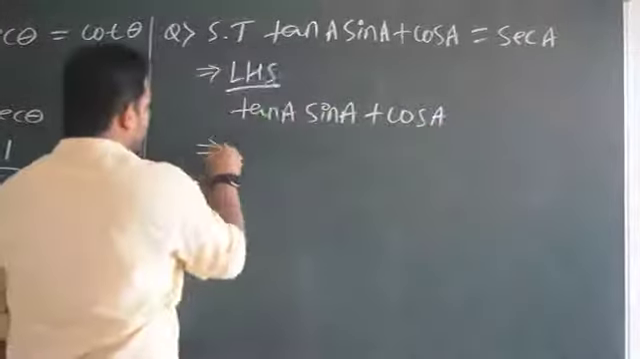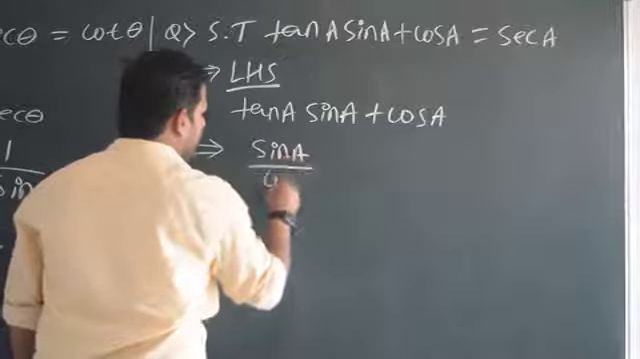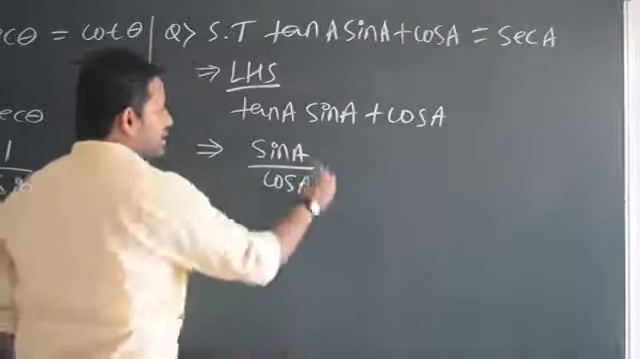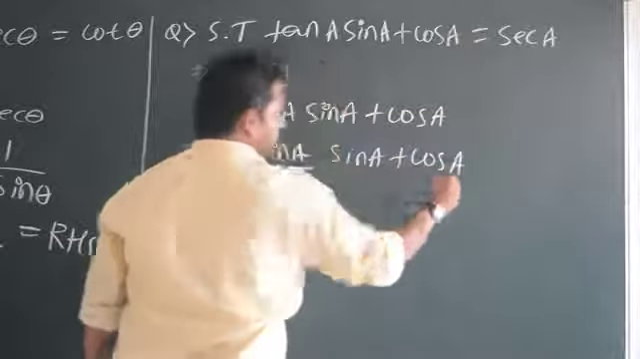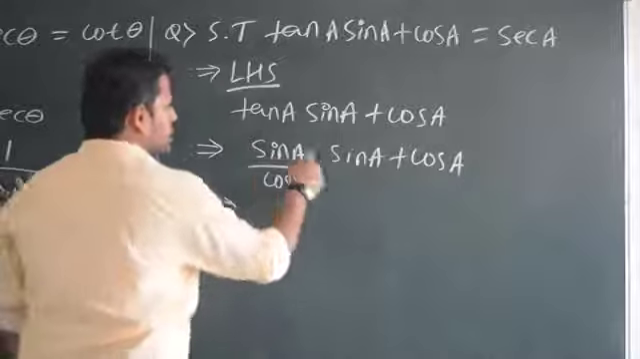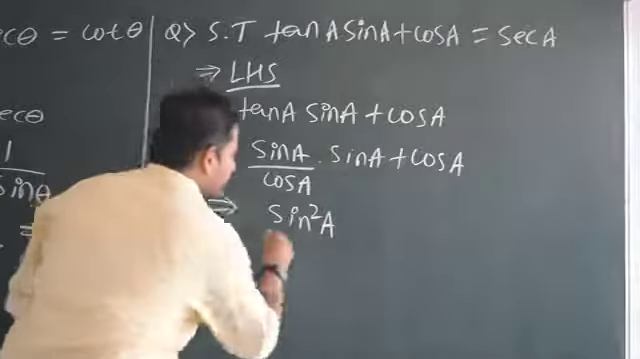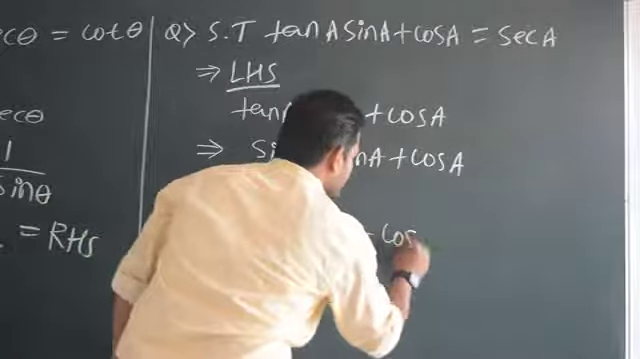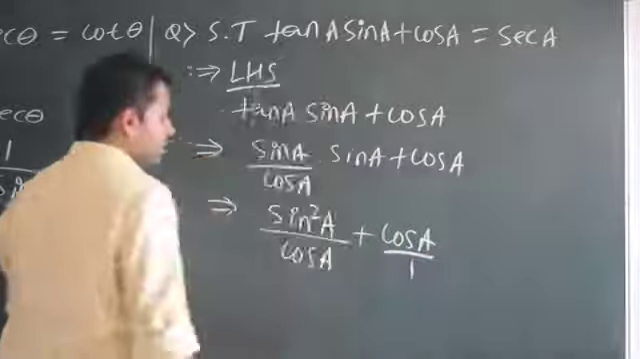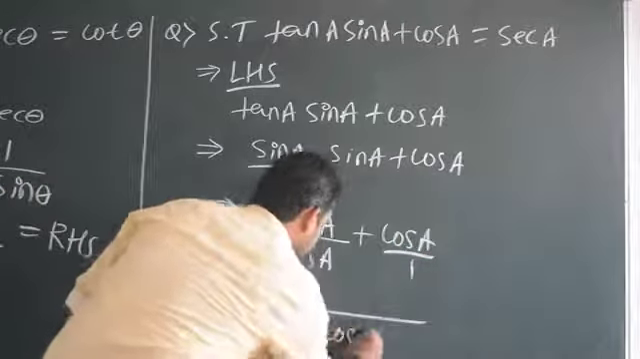Okay, fine. Now this tan A can be written as sin A divided by cos A. Sin A divided by cos A into sin A plus cos A. This is fine. Alright. Next, sin A into sin A becomes sin square A, divided by cos A. Then again plus cos A. If nothing is there in the denominator, 1 will be there. Then I am going to take LCM. It becomes cos A.